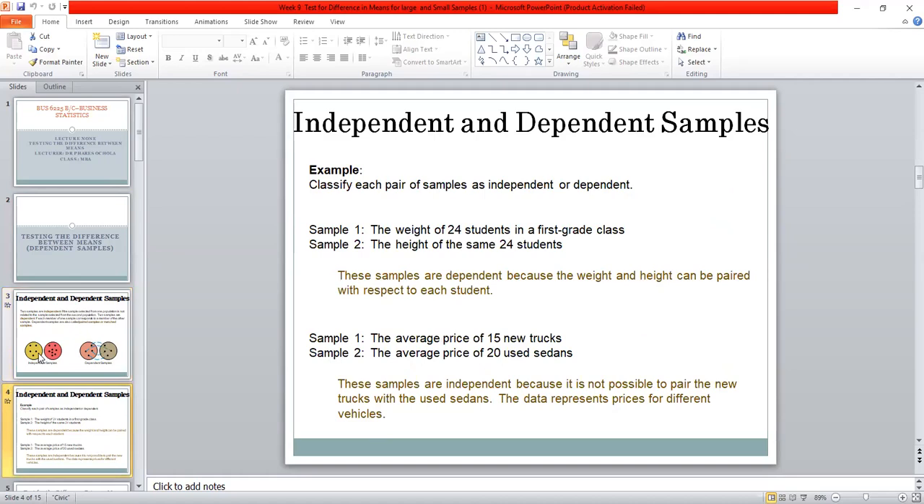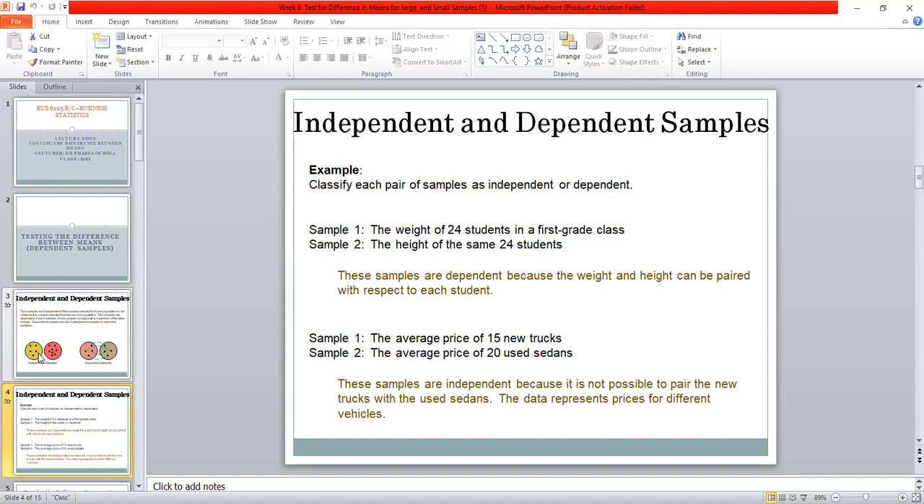Classify each pair of samples as independent or dependent. Sample 1: the weight of 24 students in a first grade class, and the height of 24 students in the same class. That is a dependent sample. These are the same students with 2 pairs of data, the weight and height.